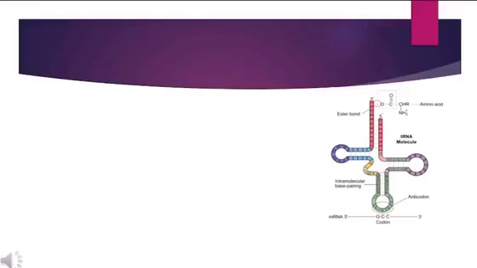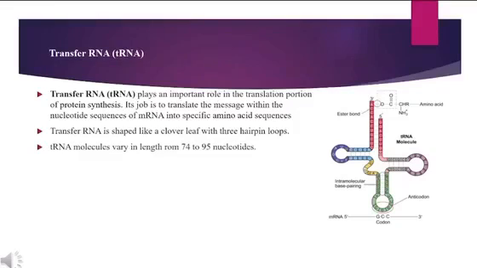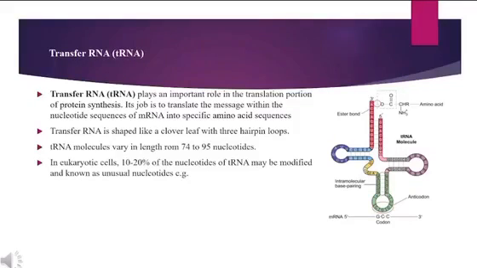Now transfer RNA, tRNA. The transfer RNA plays an important role in the translation portion of protein synthesis. Its job is to translate the message within the nucleotide sequences of mRNA into specific amino acid sequences. Transfer RNA is shaped like a clover leaf with 3 hairpin loops. tRNA molecules vary in length from 74 to 95 nucleotides. In eukaryotic cells, 10–20% of the nucleotides of tRNA may be modified and are known as unusual nucleotides.